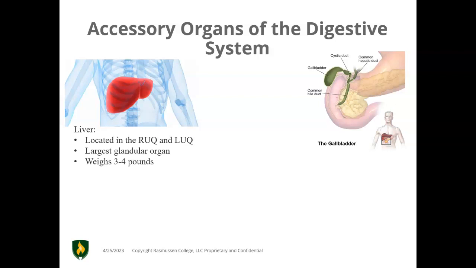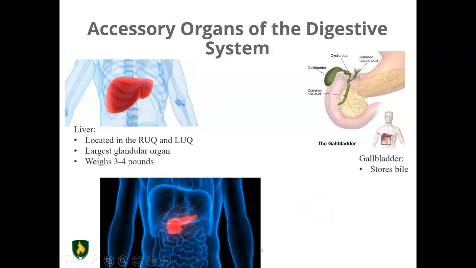Next, we have the pancreas. The pancreas is an elongated, semi-flat organ that lies posterior and slightly inferior to the stomach. It performs both endocrine and exocrine functions. The endocrine function is to release insulin into the bloodstream to maintain normal blood glucose levels. Exocrine functions will produce digestive enzymes that pass into the duodenum through the pancreatic duct.